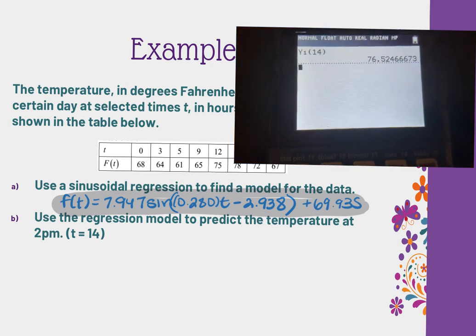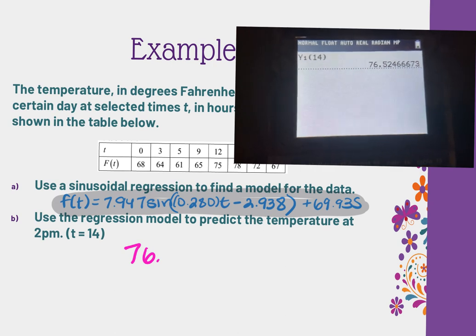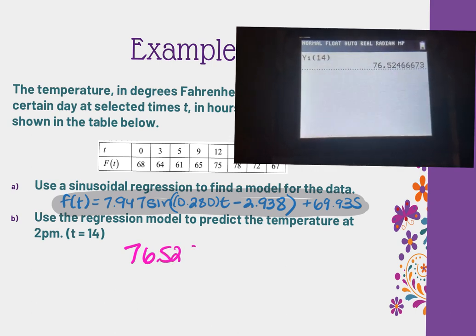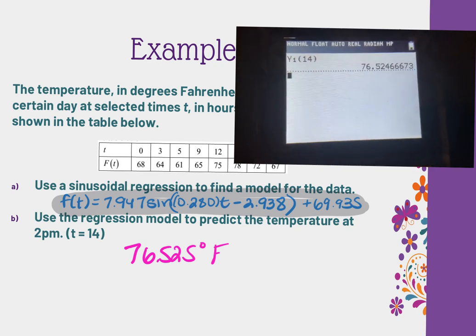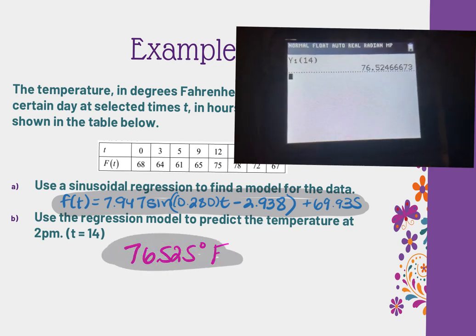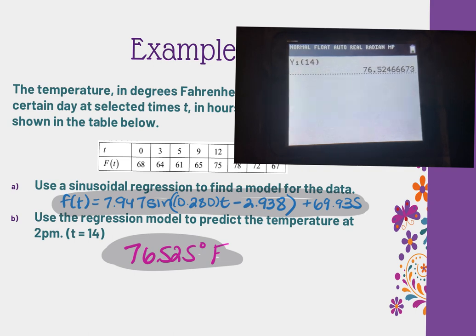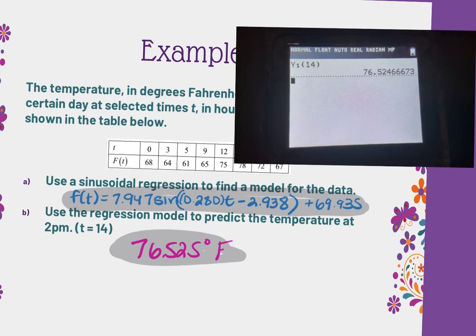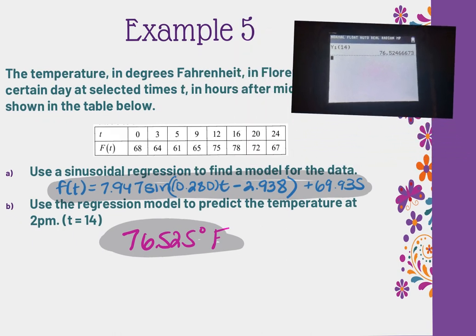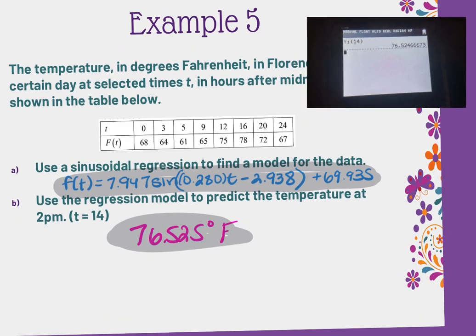So at 2 p.m., my temperature is going to be 65.525 degrees Fahrenheit. It's important that you're comfortable using that sign. That is definitely going to be something that will be on the test portion that has the calculator. So you'll get asked to do the regression, and then you'll get asked for something based on that data, kind of like this question here.